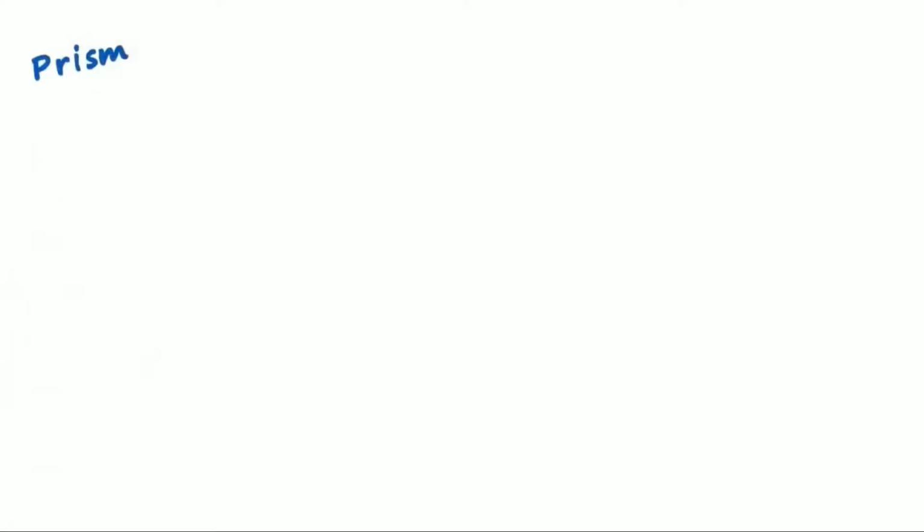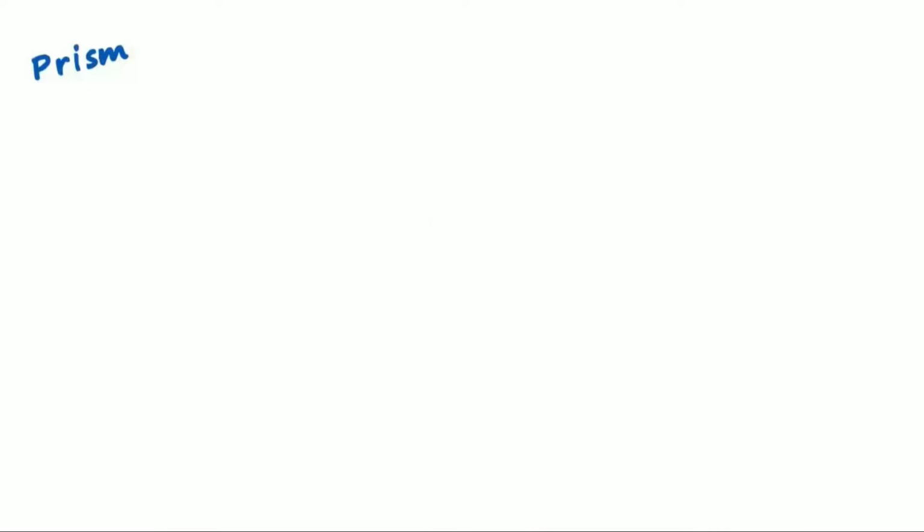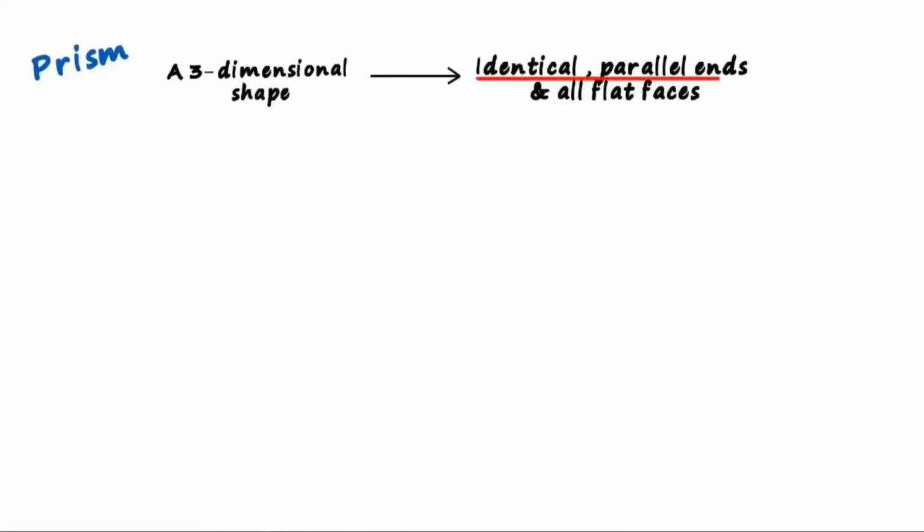It's called a prism. Most people think of a prism as something like this, but have no idea about its correct definition. So let's erase this and start with the definition of a prism. It's a three-dimensional shape that has identical parallel ends and all flat faces. Well, it's the most confusing definition ever. Identical, parallel, flat, there are just too many things. So forget the definition for now. Let's just look at figures and understand prisms.